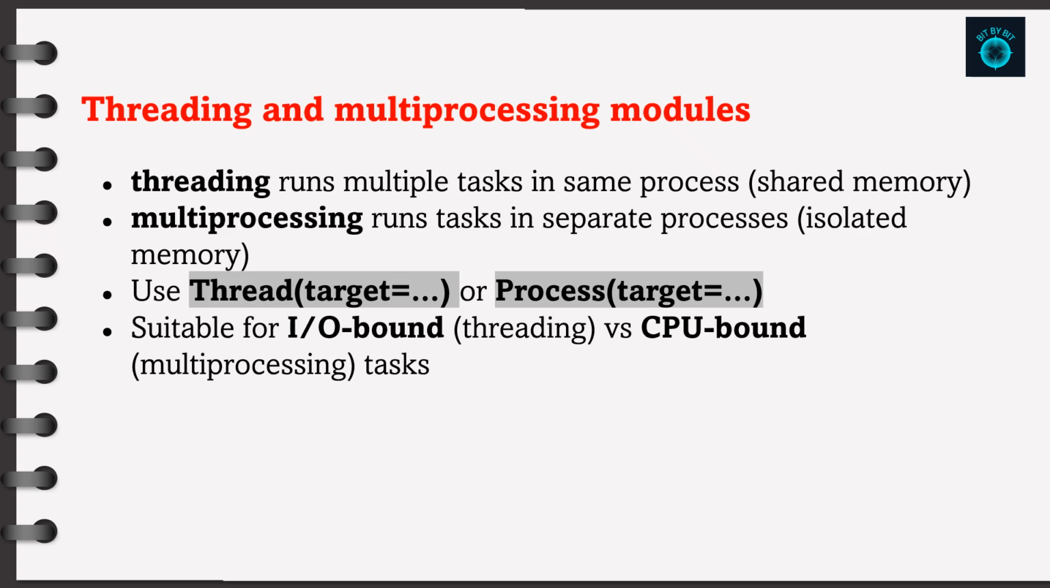On the other hand, multiprocessing runs each task in a separate process. These processes don't share memory, so it avoids certain issues like the Global Interpreter Lock, or GIL. It's best for CPU-bound tasks, like data processing or mathematical computations. Both modules use a similar syntax. You create either a thread or a process, passing the target function to run. Let's look at a short example for both.